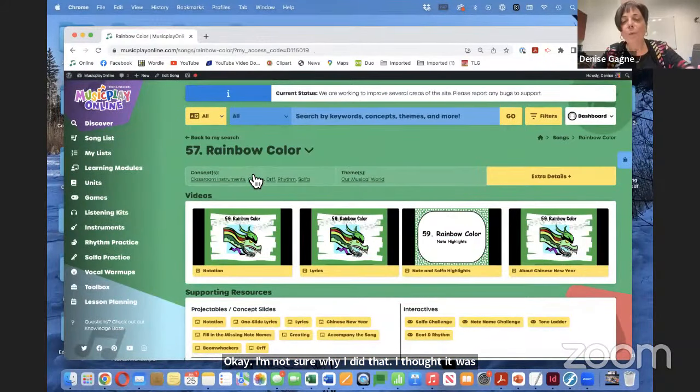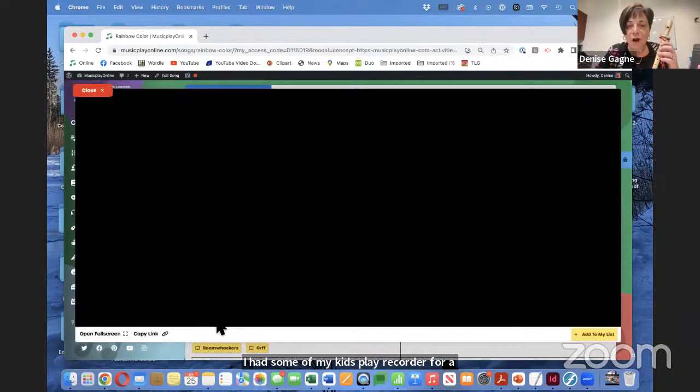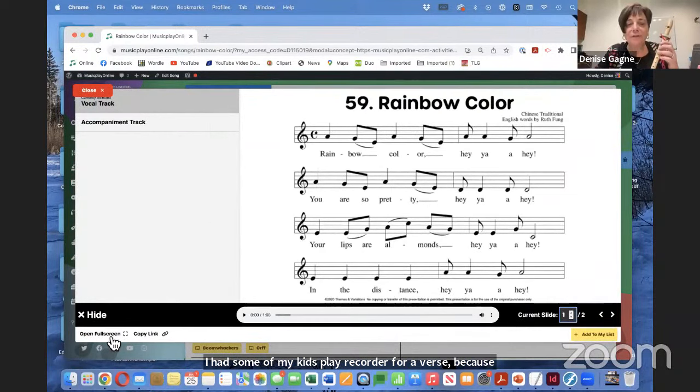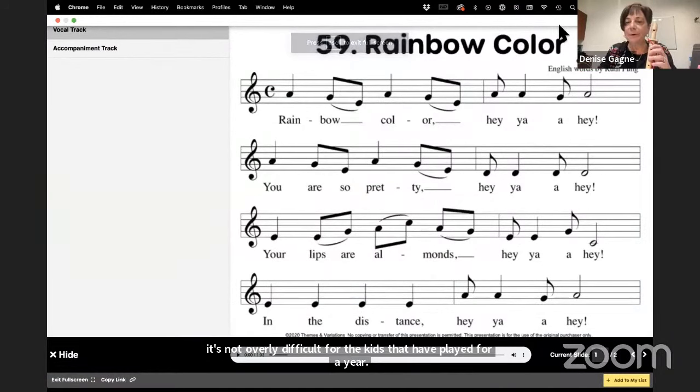But here it is. When I have performed this, in fact, I have a video somewhere of my kids doing it. I had some of my kids play recorder for a verse because it's not overly difficult for the kids that have played for a year. So they need some experience with it, but, oh, sorry, I can't play it.